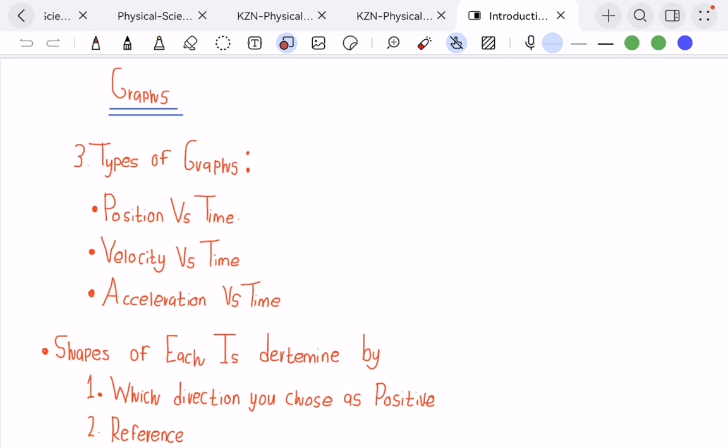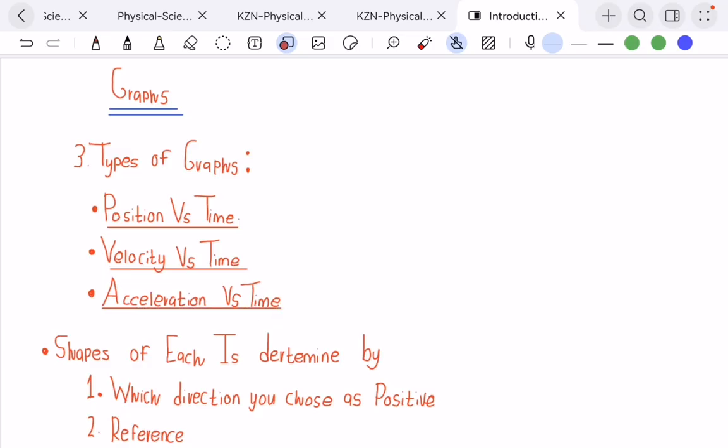So in this video we're going to be covering our VPM graphs. Basically, in the exam they usually ask you to draw certain graphs or to interpret certain graphs. The graphs they ask for are three graphs, which I have written down here: the position versus time graph, the velocity versus time graph, and the acceleration versus time graph.